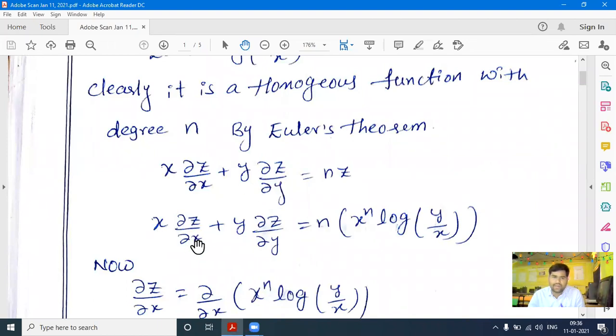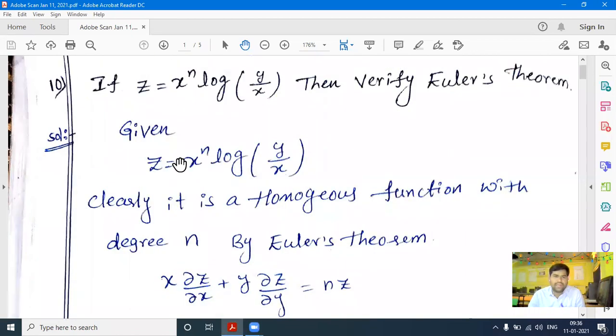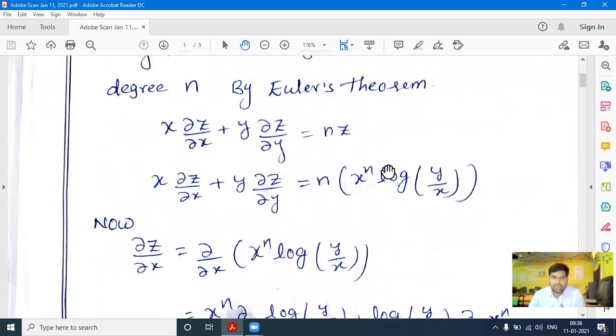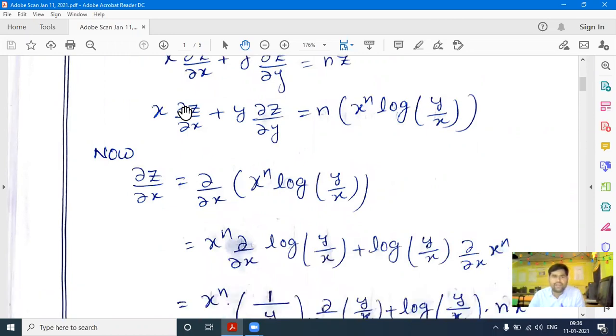So x into dou z by dou x plus y into dou z by dou y is equal to, in place of n is that. So in place of z, so z is equal to what? x to the power of n into log of y by x. So n into x to the power of n into log of y by x. So how to calculate dou z by dou x? Then dou z by dou y.